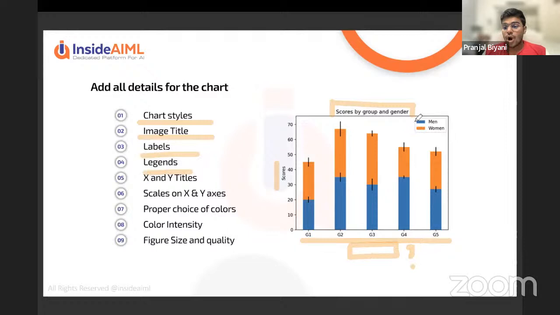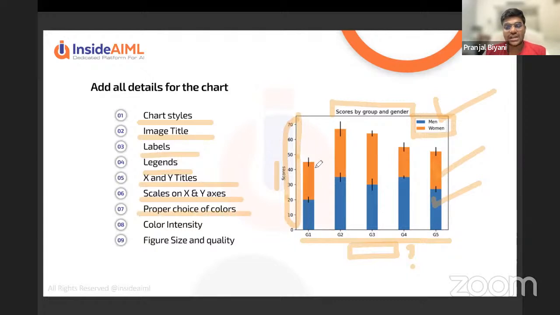Legends, which is what colors represent what ideas. So the blue represents men and the orange represents women. This is clearly indicated by the legends. Okay. X and Y titles are what we talked about. Scales on the X and Y axis. So this scale is very important. If I want to know the absolute value, I should know the scale. Okay. Proper choice of colors.